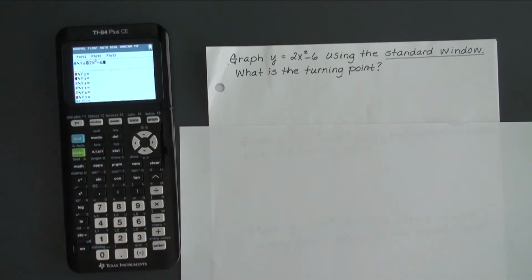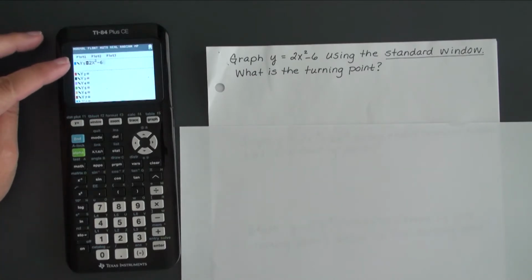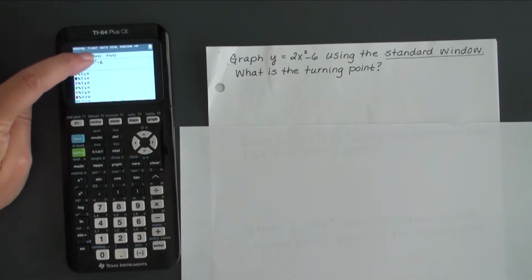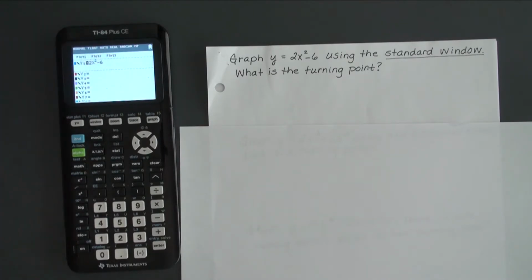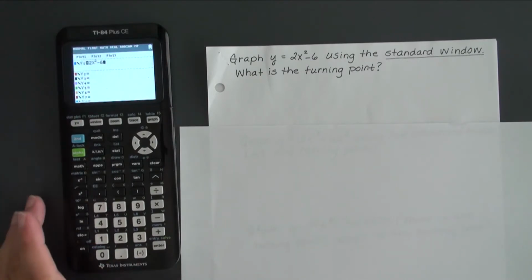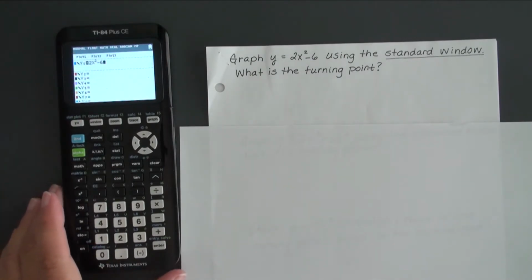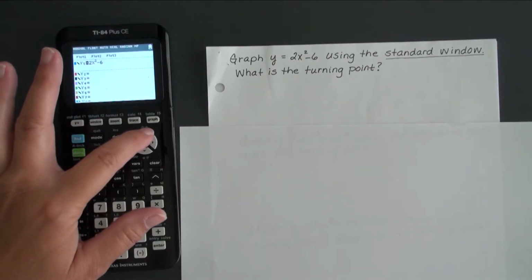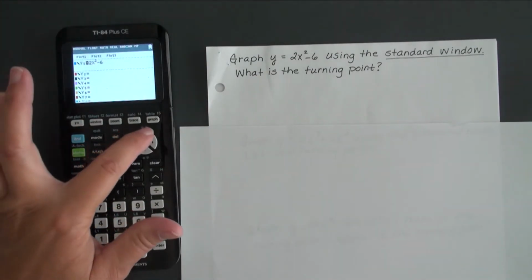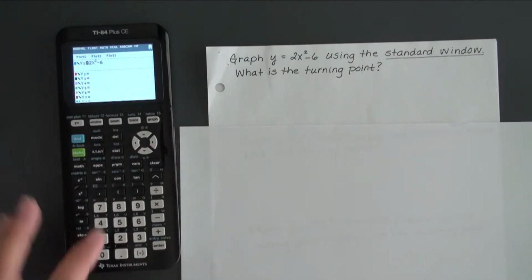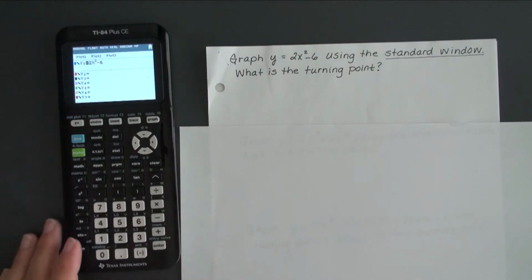Now I just thought of something. Just make sure that if this is not working for you, that your plot 1, your plot 2, and your plot 3 should not be darkened. So if you see them darkened in, that's probably why your graphing is not working for you. If the plot 1 is darkened in, all you have to do is use your right arrow to highlight it and then press enter, and that will make it light.